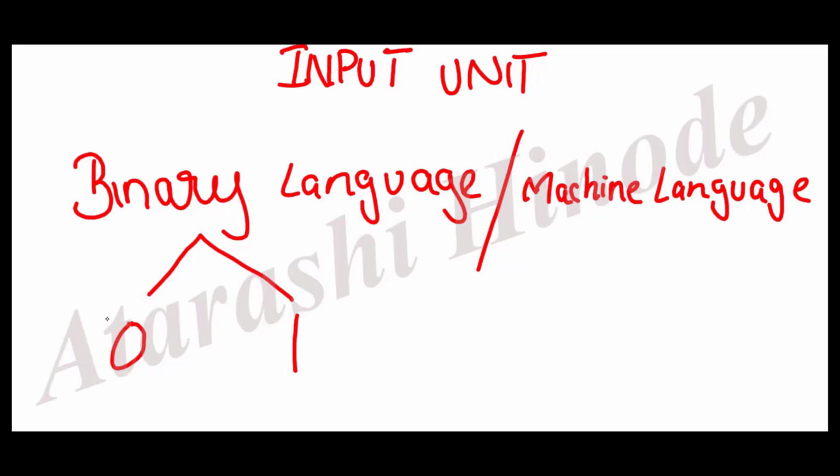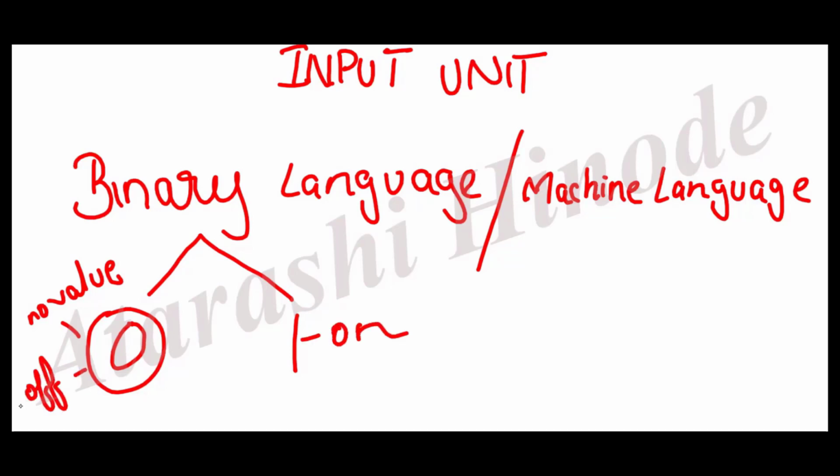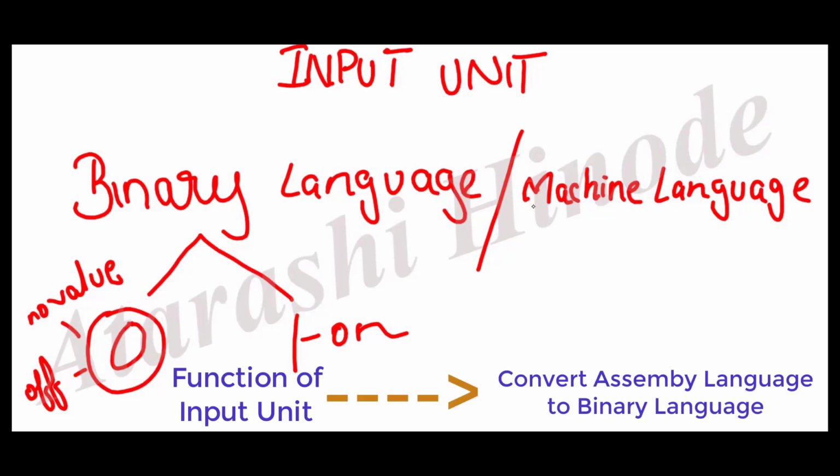0 represents off, or it has no value. 0 has no value. And it also represents off because it is like a circuit. 0 represents an open circuit. 0 means that the current does not flow, and 1 means the current flows. 1 stands for on. So the function of input unit, right, is to convert our real world information, the high level assembly language, to computer recognizable binary language.